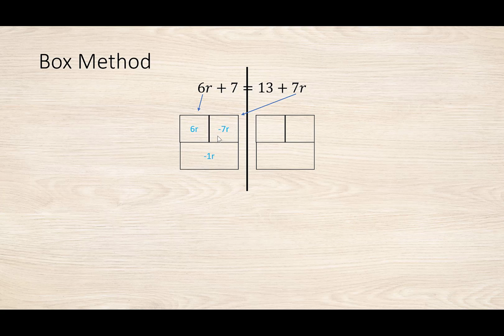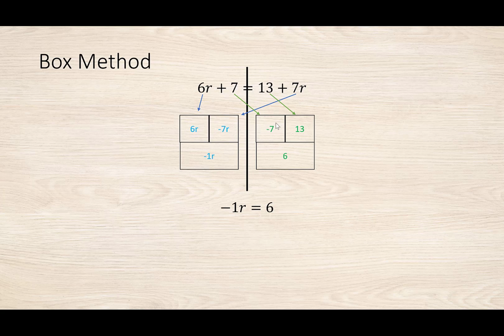Going to do the same thing on the other side here, only with my constants now. So first I'm going to fill this box up with that negative 7. Again, we crossed the line, so our positive 7 has to change to the opposite and become negative 7. And then a positive 13. Negative 7 and positive 13 give me a positive 6. So I end up with the problem negative 1r equals 6.